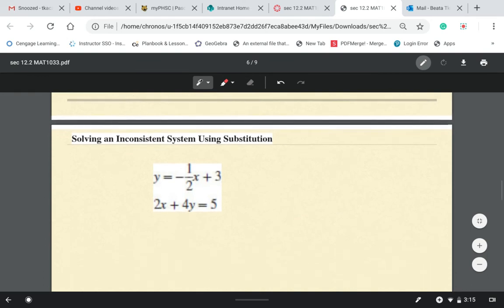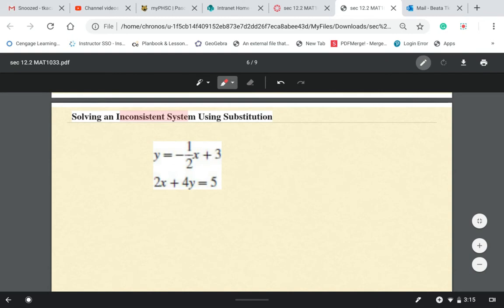Now I'm going to show you how the substitution method works with an inconsistent system. So let's just review that inconsistent system. It's the one which has no solution. So I want to show you how to do it, okay? How are you going to know that your system of equations has no solution? So again, inconsistent system, just going back, means no solution.